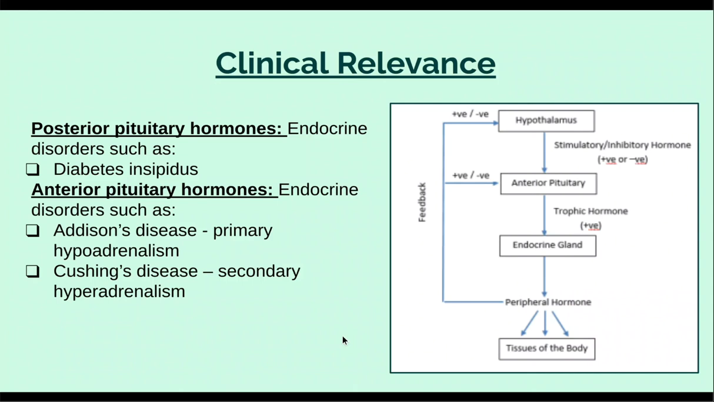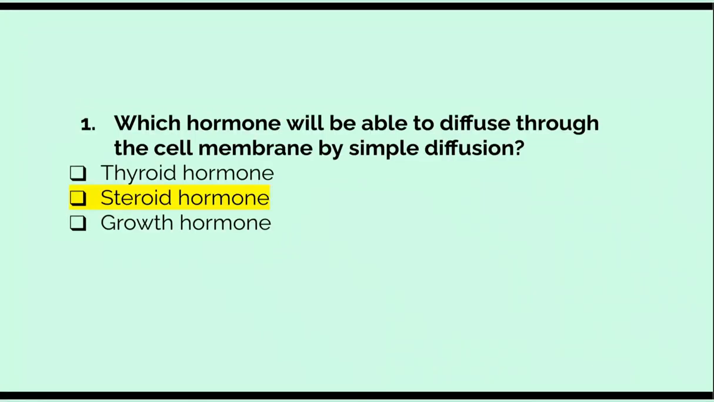So here are just a few questions to make sure that you guys have been awake. The hormone that will be able to diffuse to the cell membrane by simple diffusion would be a steroid hormone, because like we've discussed, they are derived from cholesterol, so they are hydrophobic, so they can easily cross the cell membrane. Thyroid hormones are basically amines, and growth hormones are peptidic hormones, so they're hydrophilic, so they would not be able to cross through the cell membrane.